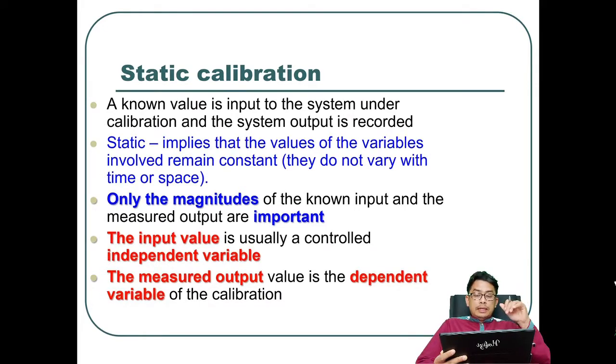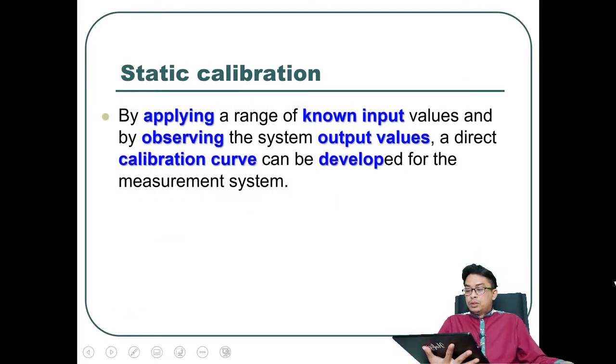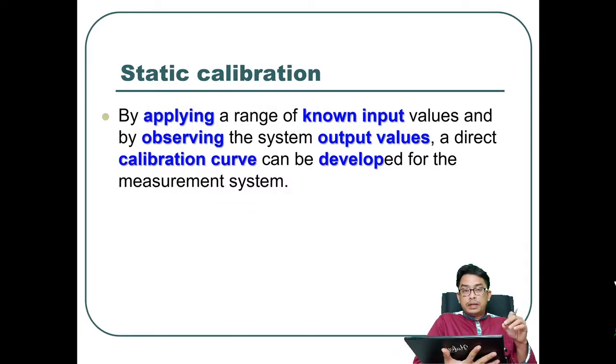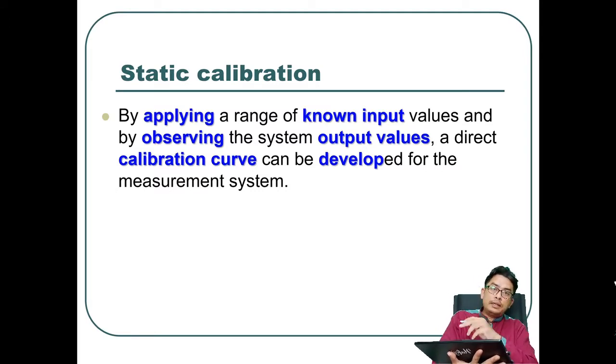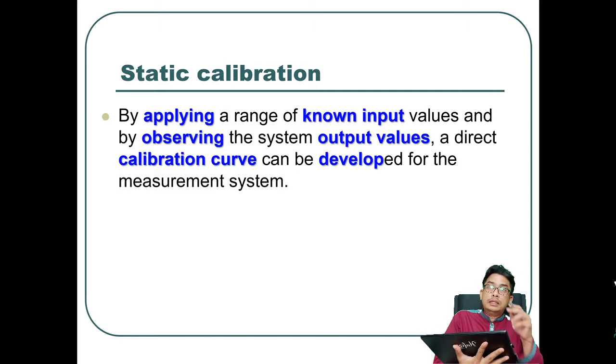For static calibration, the values do not vary with time and space. Only the magnitudes of the known input and the measured output are important in this case. The input for the calibration, which is the known input, the standard value, is a controlled independent variable, and the output value will be the dependent variable of calibration. So we apply a known input, and then we observe the output value, and then we plot the independent and the dependent variables in the calibration curve. So we see the relation between the independent and the dependent, and then we can establish the calibration curve.